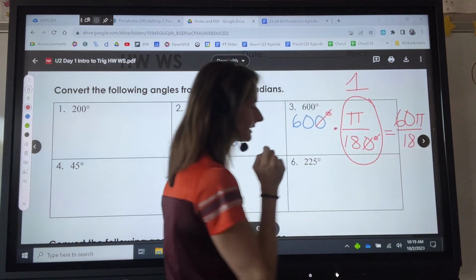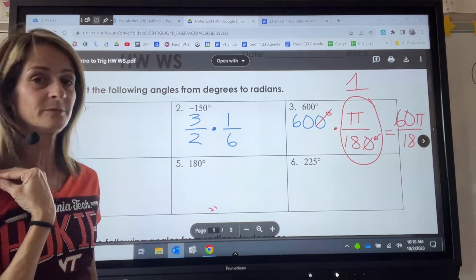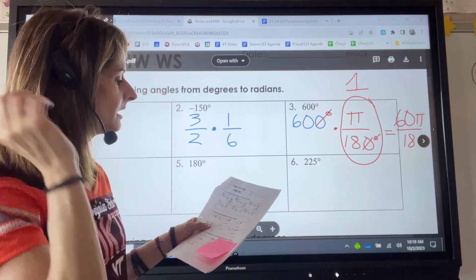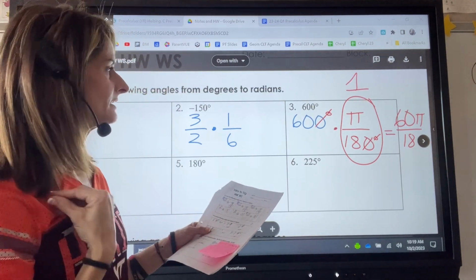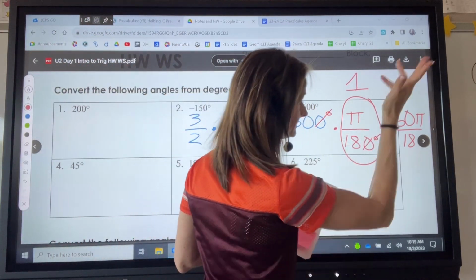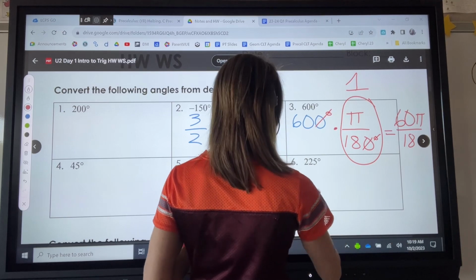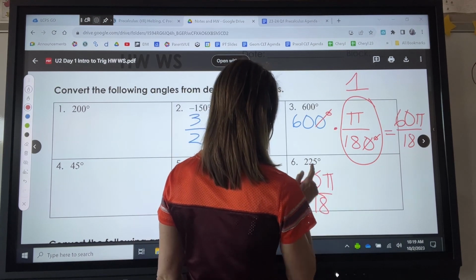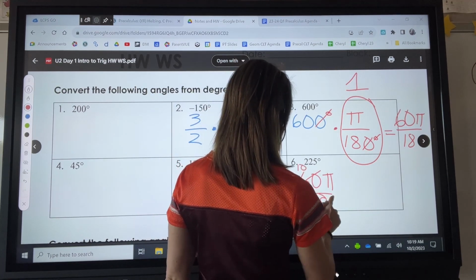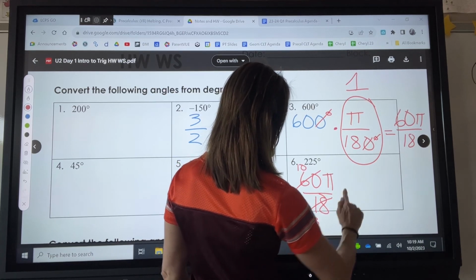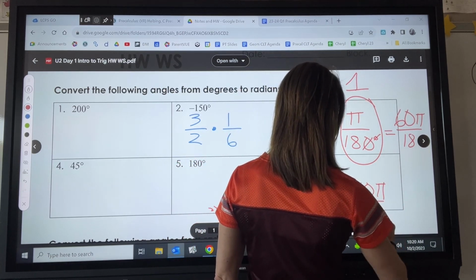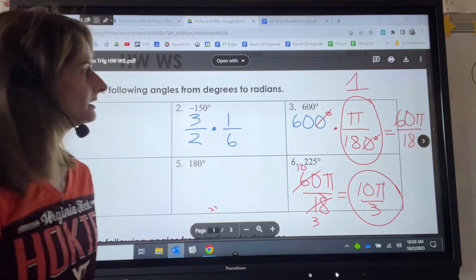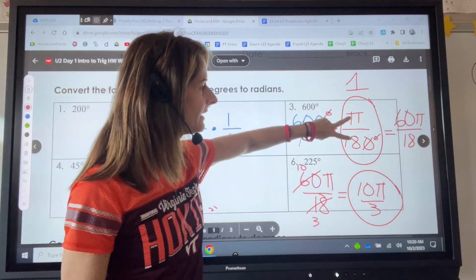Now all we've got to do is simplify that and we're done, and then we can move on to number 6. So we've got 60 pi over 18, and 6 goes into 60 and 6 goes into 18. 6 goes into 60 10 times, and 3 times 6 is 18. So that's 10 pi over 3, simplified. Degrees to radians. Now, if we're going from radians to degrees, we would be multiplying by 180 over pi.